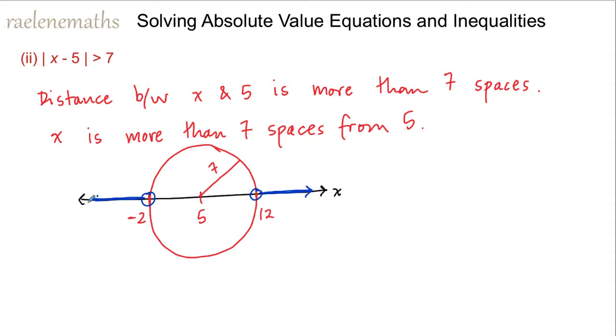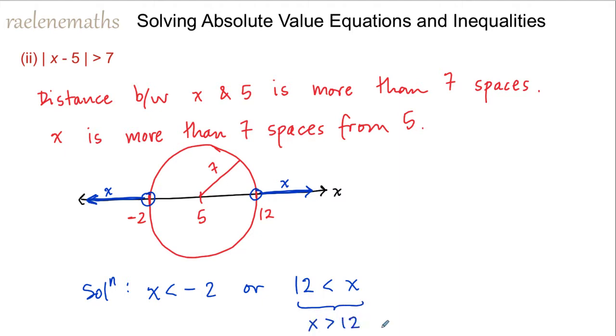And so when we go back to our set notation and understanding how to write this one-dimensional set, we get the solution that x is any point that's over here in blue or over here, so x is less than -2 or 12 is less than x. Of course, we can write that second set as x is greater than 12.